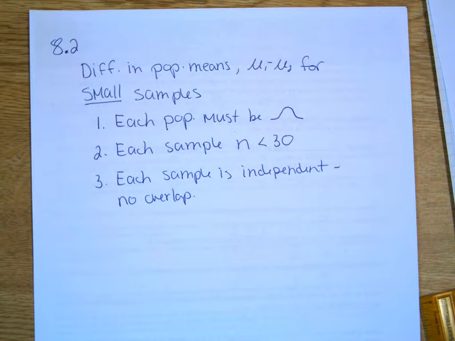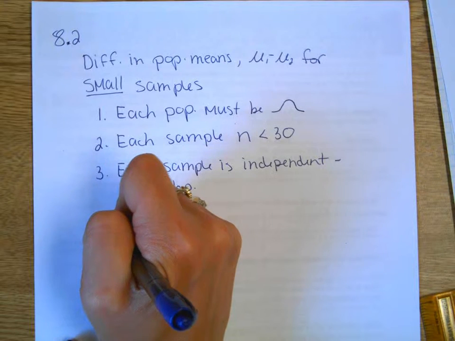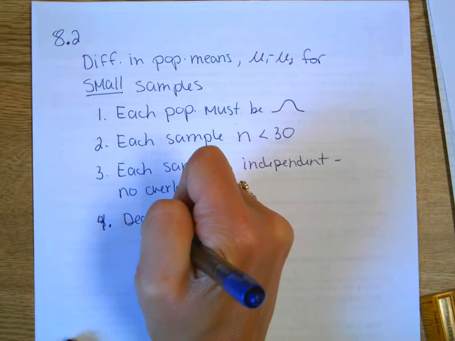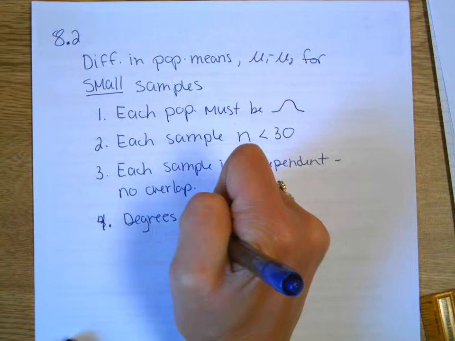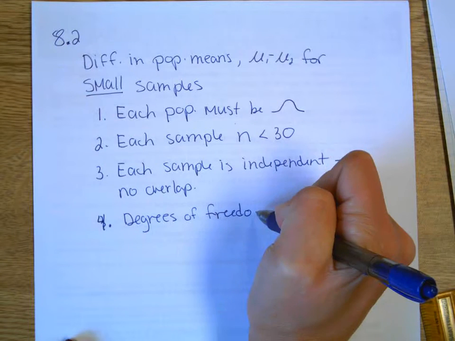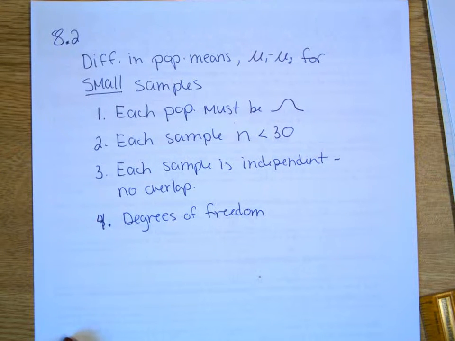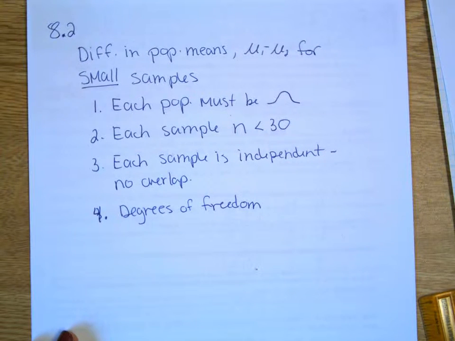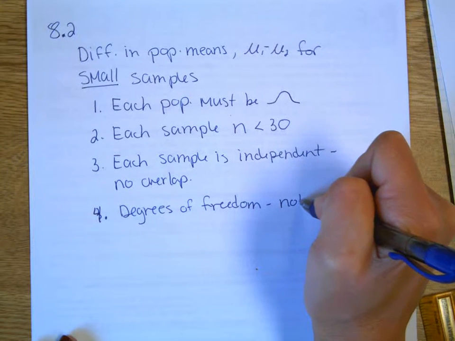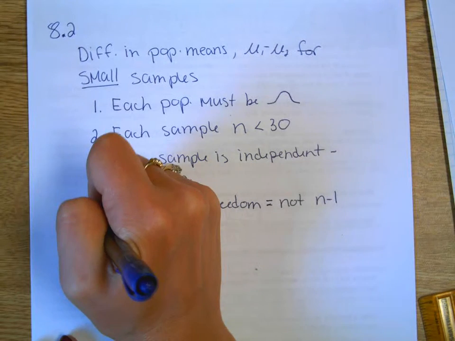Well, when we read our table, though, I'm going to put that here, 4. The degrees of freedom. How did we get degrees of freedom all the way up until today, when we read our t-table? N minus 1. Degrees of freedom. It is not going to be n minus 1. So just a little note there.